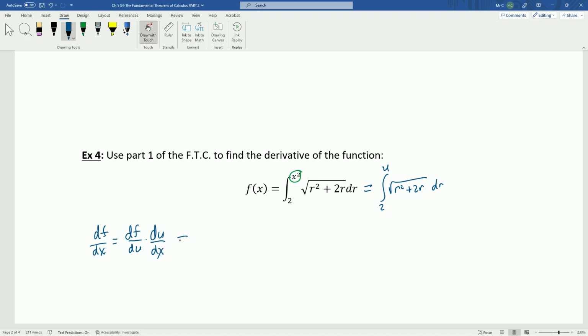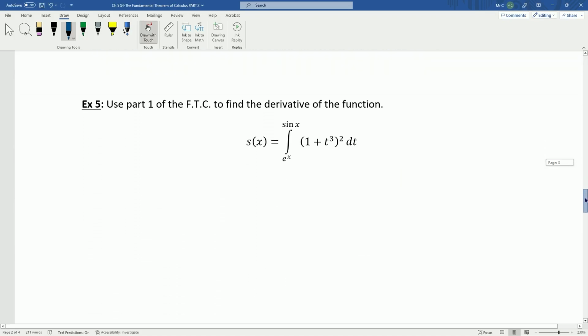And so df du, that's the derivative of this integral, where u is my upper bound. So that's the square root of u squared plus 2u. That's the fundamental theorem of calculus. Now du dx, my u is x squared, so my derivative is just 2x. And finally, I'll just plug my u equal to x squared back in, and I get the square root of x to the 4th plus 2x squared times 2x out of it. So nothing particularly crazy here. As long as you do this substitution first and apply the chain rule, it's pretty straightforward.